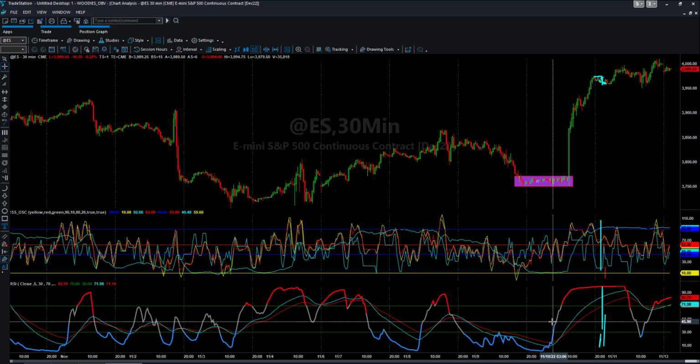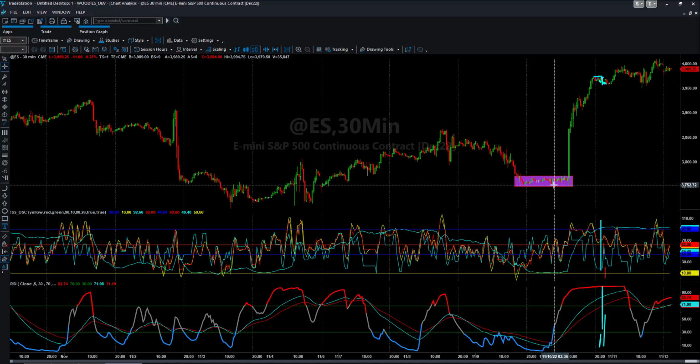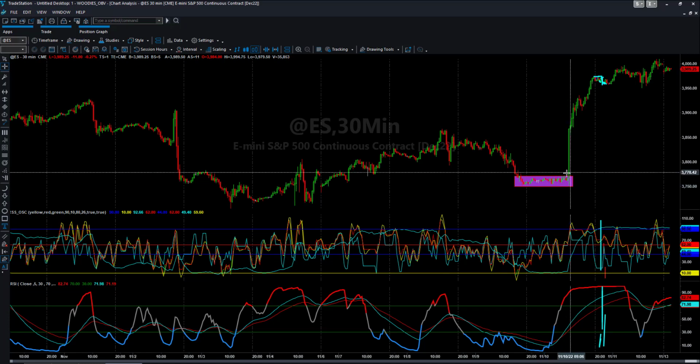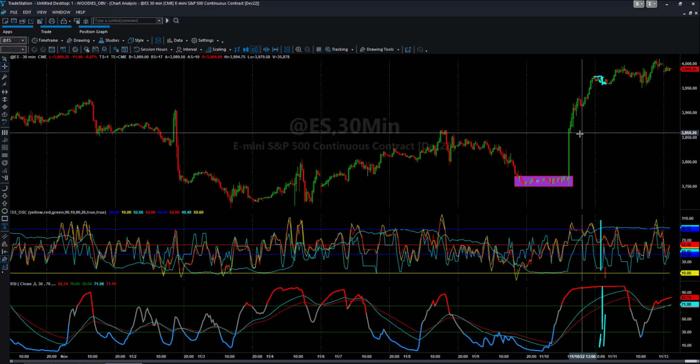So again, this one also worked out very well. This was oversold, not completely super oversold, but this volume was going through. You could have entered here, you got, you know, a good ES option. This is $10,000 right there in half a day.